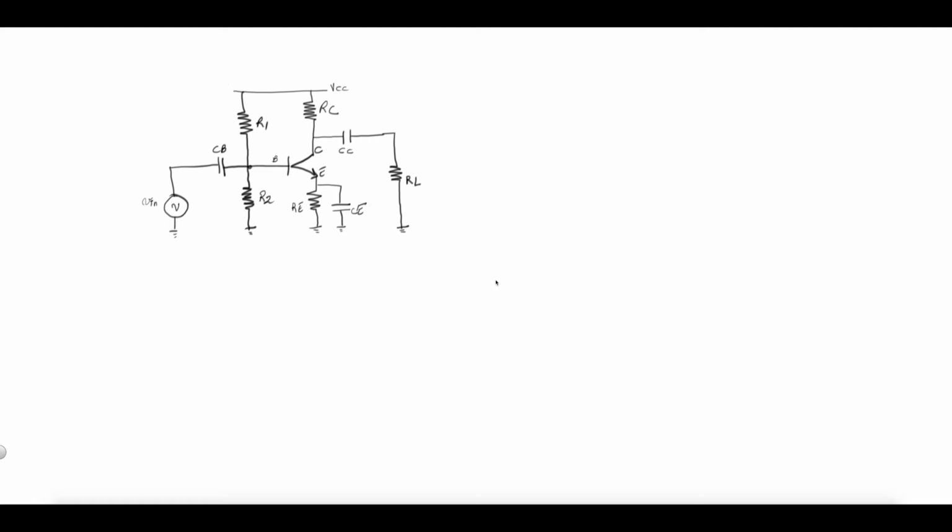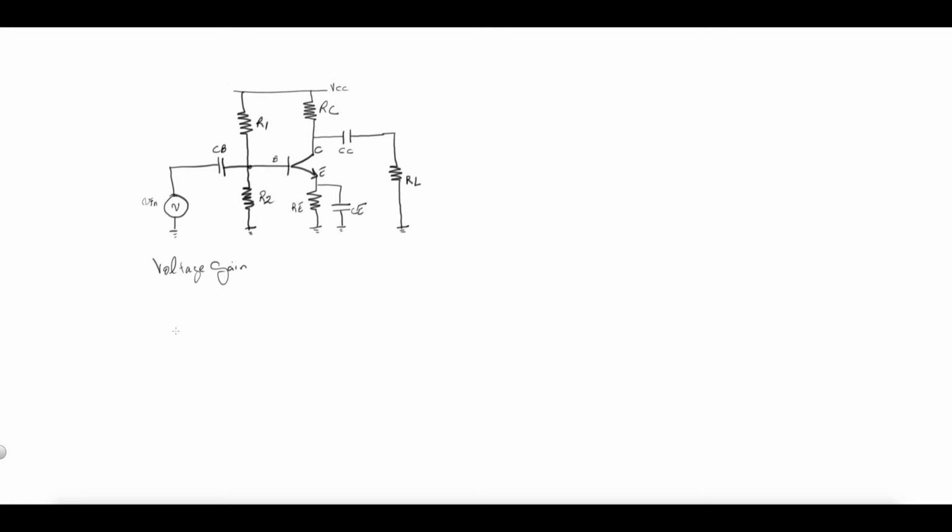Use the pi model this time to configure the equivalent circuit to this common emitter circuit as shown, and then find the voltage gain. So the objective is to find what is the voltage gain in AC for this circuit.